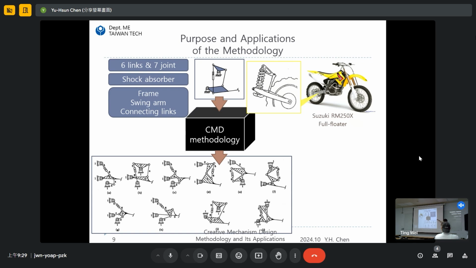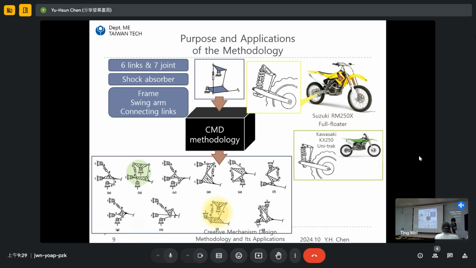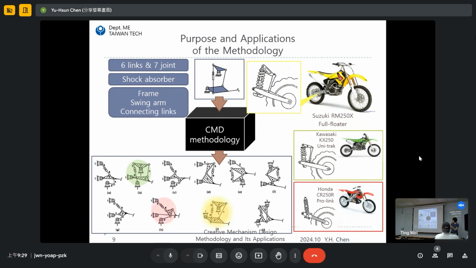Okay, so we input one design, and then we can generate, over here, 10 mechanism designs, and all of them are feasible. But why? That is, okay, the yellow one is the original design from Suzuki. We still can find the green one, the existing design that is made by Kawasaki. And the red one from Honda. These 3 designs were published at about the same year.